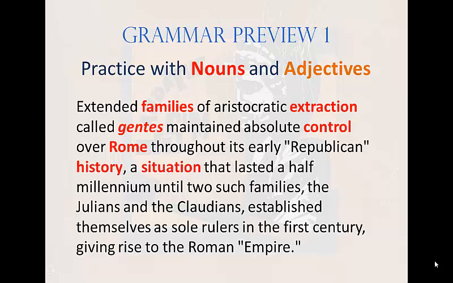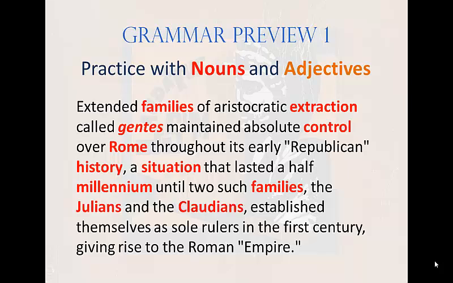Next line, 2 nouns. History and situation. Next line, 2 nouns. Millennium and families again. Next line, 2 nouns. Julians and Claudians, both plural. Next line, 2 nouns. Forget themselves, it's a pronoun. Rulers and century. And the last line, 2 nouns. Rise and empire. Rise is a noun here because it's being used like the rise and fall of the Roman Empire. The rise must be a noun.